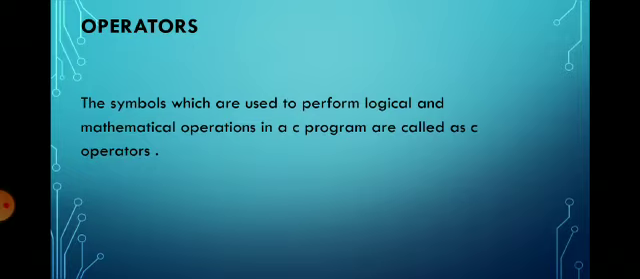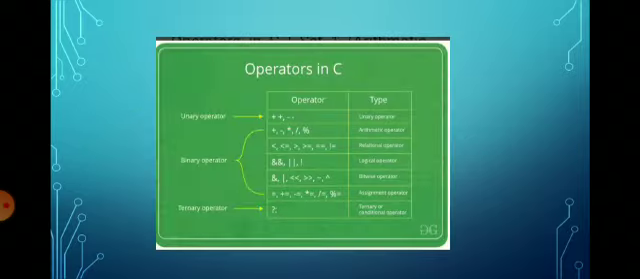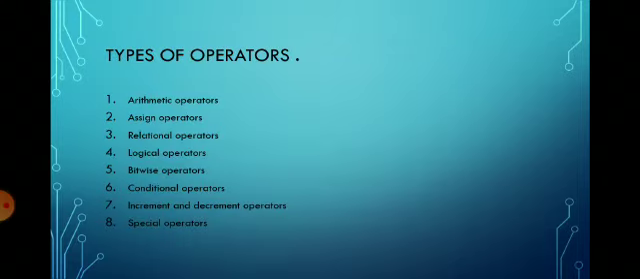The symbols which are used to perform logical and mathematical operations in a C program are called operators. The operators are of three types: unary operator, binary operator and the ternary operator. The operator that requires one operand is called a unary operator. The operator that requires two operands is called a binary operator. And the operator that requires three operands is called a ternary operator. So these are the 8 types of operators.